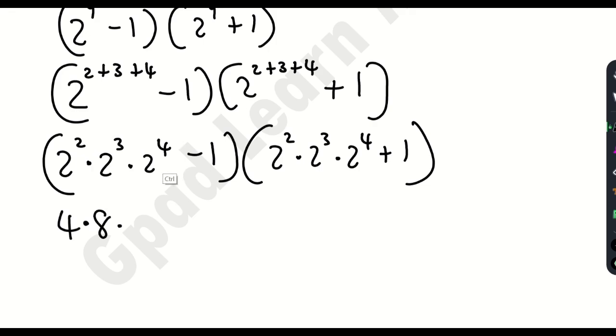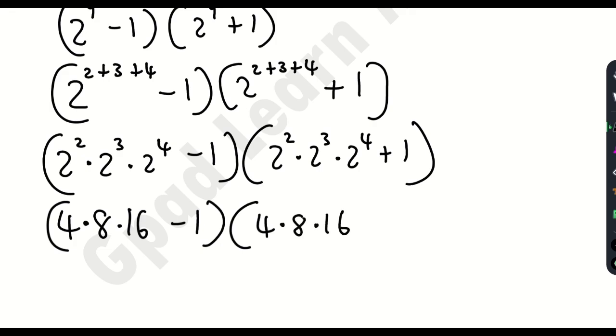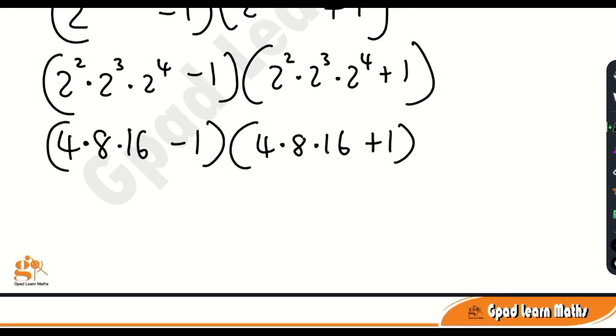2 times 2 times 2 times 2 is what? 16. Then minus 1 here. And then we do the same thing here. 4 times 8 times 16 plus 1. We can now multiply these numbers. 4 times 8 times 16.